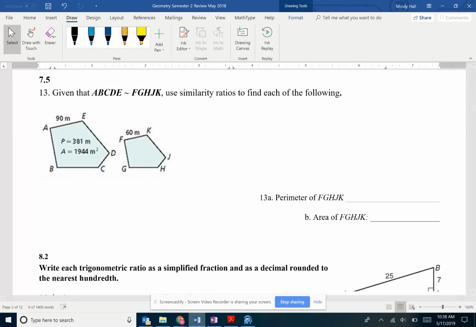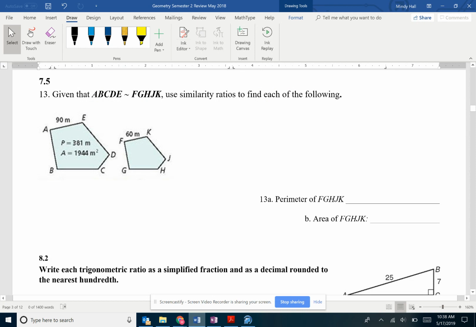All right, and then last but not least is the similarity ratios for these. Keep in mind, your rule is that if you have a side ratio, your perimeter ratio is the same as it. And if you have area, it's your side ratio squared. A lot of people forgot that rule, so just make sure you are aware of it. I remember it this way: perimeter is the same, and area is the same as what you do to the units when you find area, because it's meters squared, so it's your side squared.